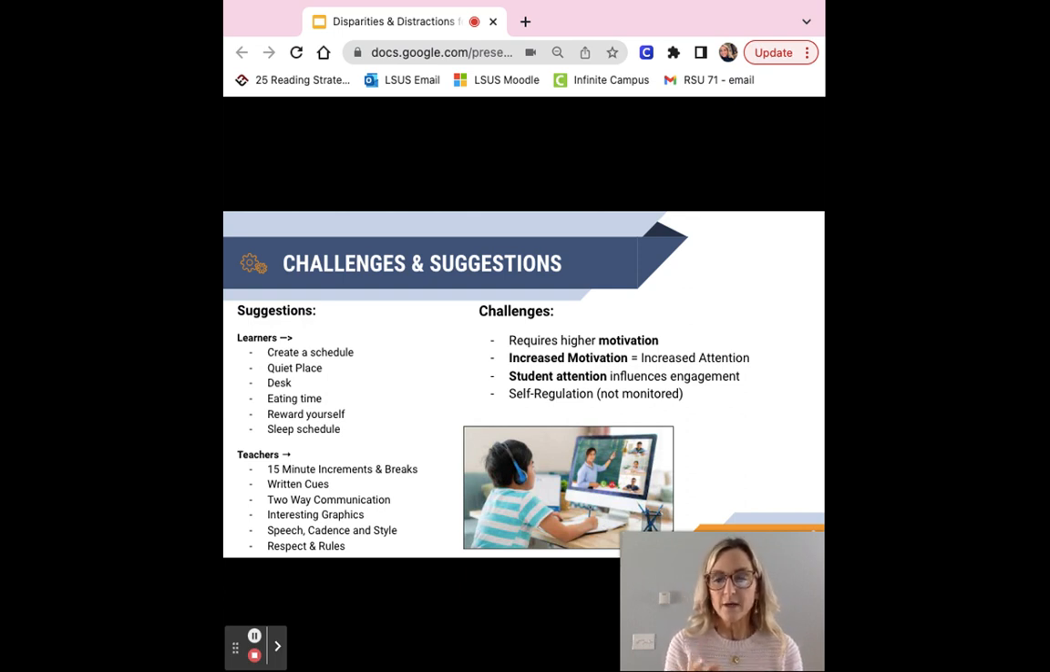Respect and rules. I really like this one because I think this is very important, just like you would in a regular classroom. Students suggest, and studies have shown, that students are more engaged when they feel respected and valued. They want to feel a sense of belonging.